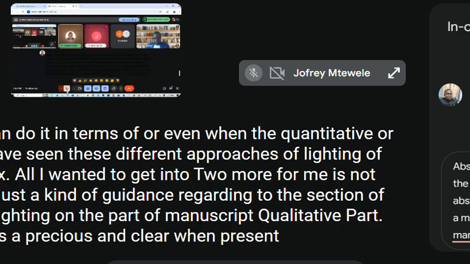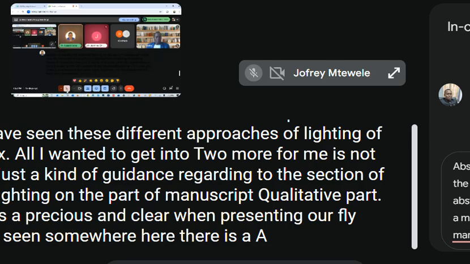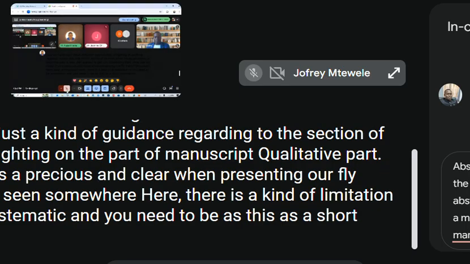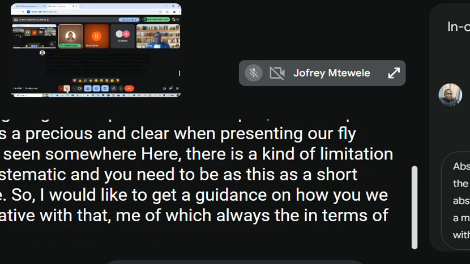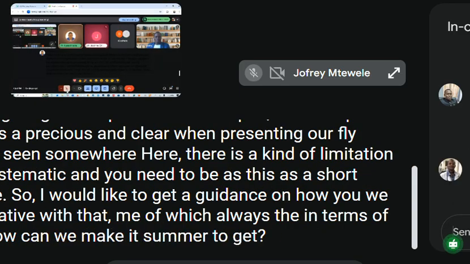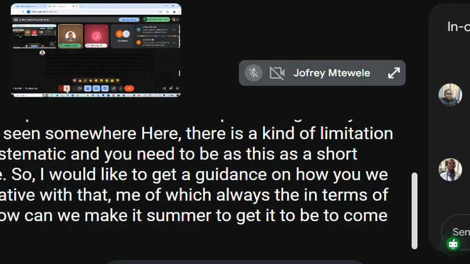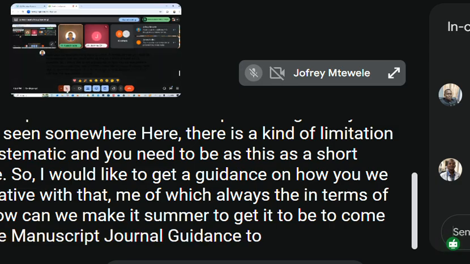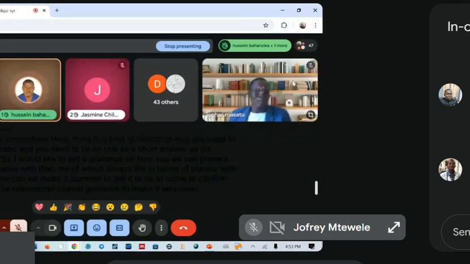Because I have seen somewhere there is a kind of limitation that you need to be systematic and you need to be as short as possible. So I would like to get guidance on how we can present our qualitative results, which are always in terms of phrases and words. So how can we make it a summary to conform with the manuscript journal guidance, to make it very clear? I wanted to get guidance regarding this. Thank you.